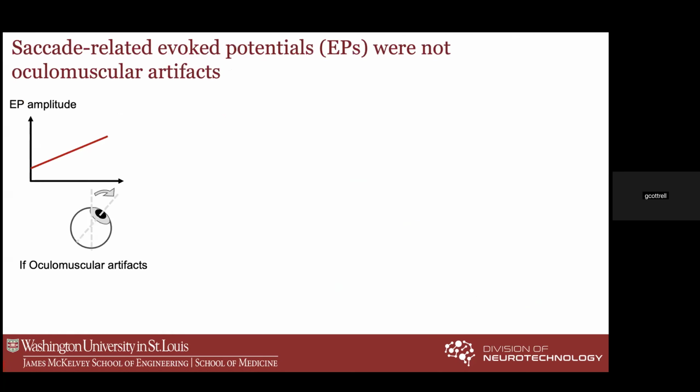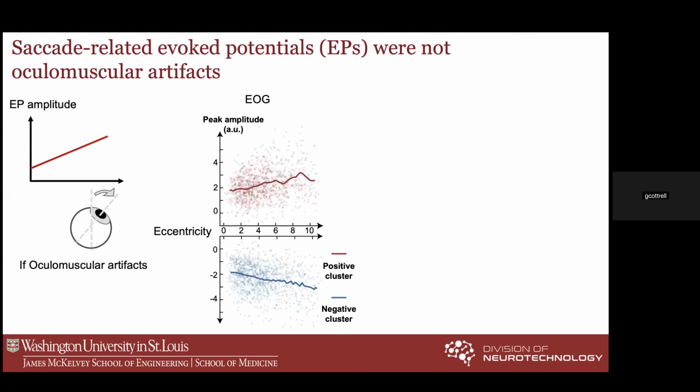Some of you may ask, could these saccade-related evoked potentials simply be EMG signals originating from the extraocular muscles? If that was the case, we would expect to see the evoked potential peak amplitude increase with larger eye movements. So in our studies, we have both electrooculograms, EOGs, and intracranial EEG. The EOGs mainly capture muscle activity. We see what we would expect, that there is a linear relationship between eccentricity, the angular distance of the eye movement, and the peak amplitude of the evoked potentials.